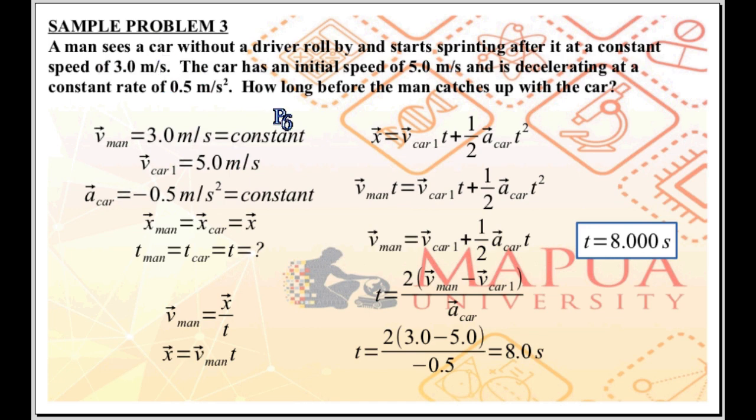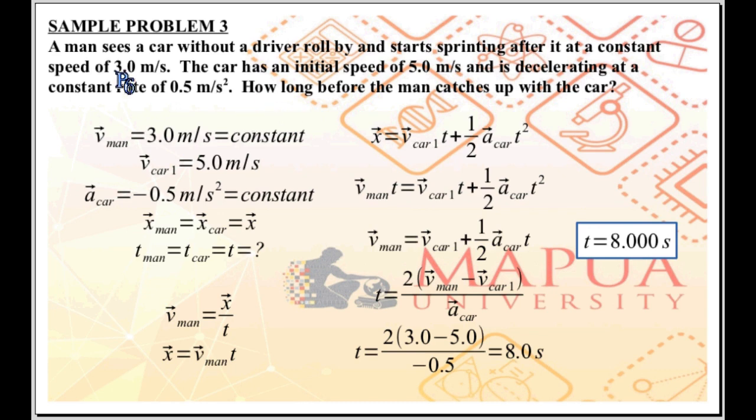Now, when you're talking about analyzing the motion of two objects, it pays that you do the analysis separately, one object from the other object. Analyze one object as if the other object is not present, and then do the same thing for the other object. And then you can unite the two analyses using either X or T, as you will see in the solution for this particular problem.